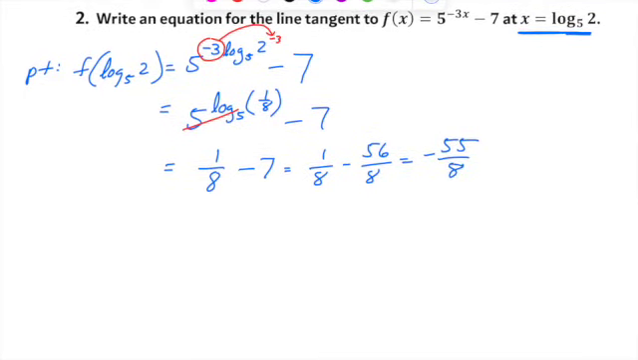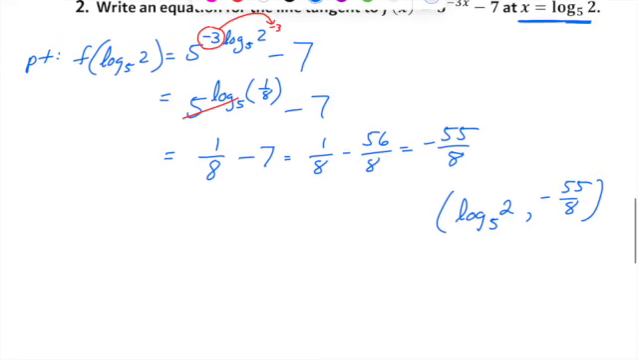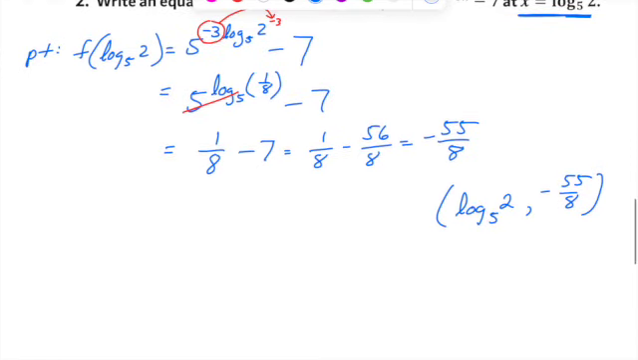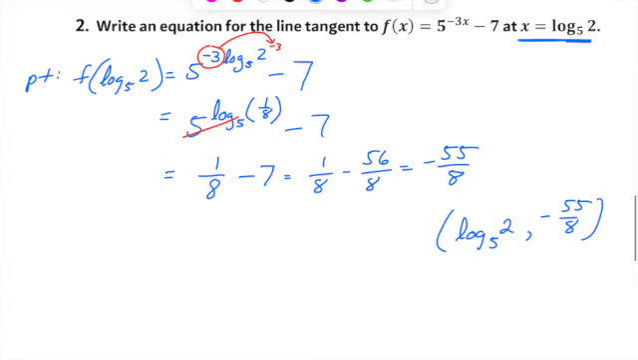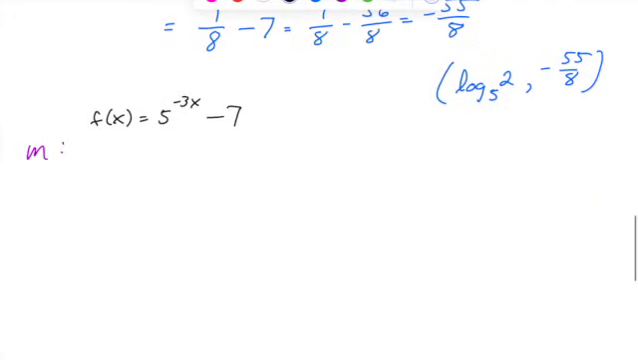These are nice points here. So this point is, the x-coordinate is log base 5 of 2, comma, negative 55/8. All right, there's our point of tangency. We haven't done any calculus yet, just some nice pre-calc. And so now let's get the derivative in order to get our slope. So the derivative of this function here, I'm just rewriting it because it's near the top of the screen in case it gets cut off here. So there's the f of x here.